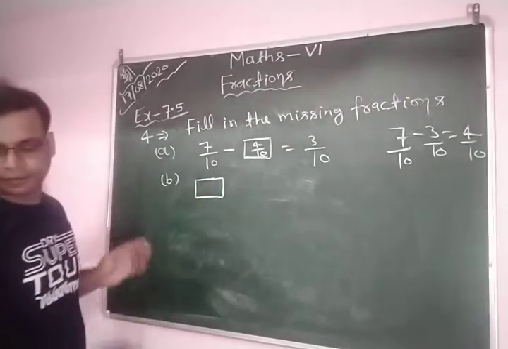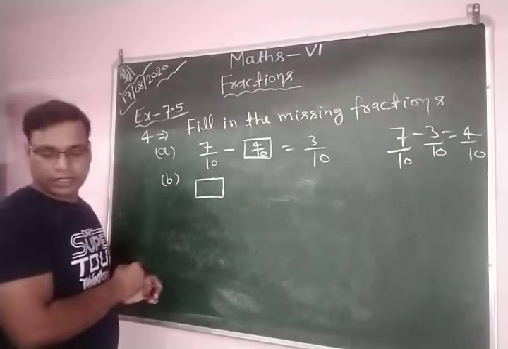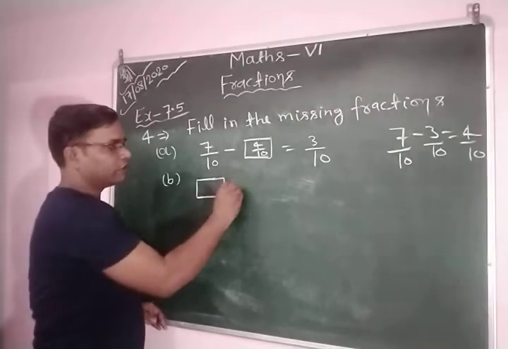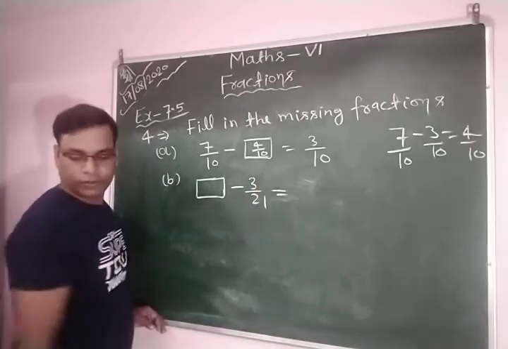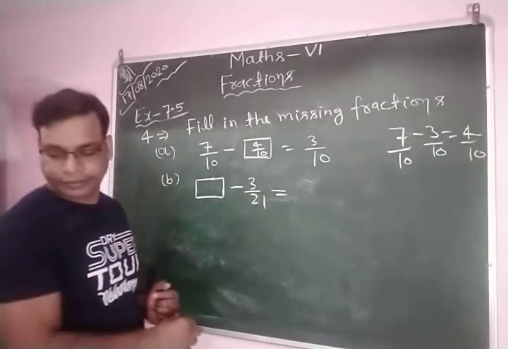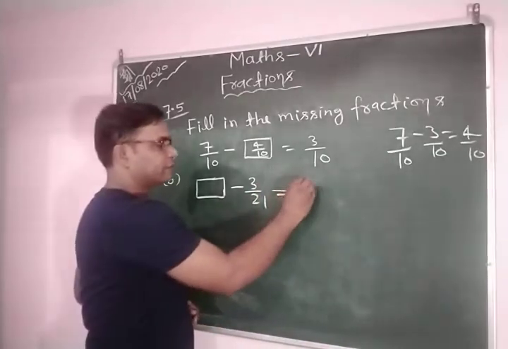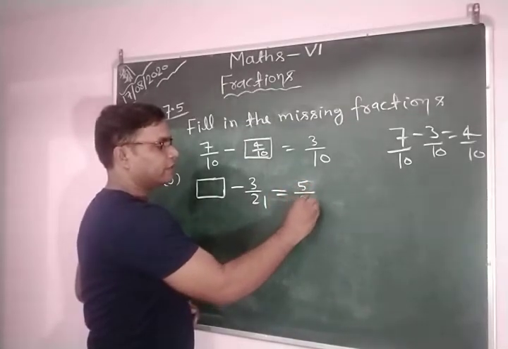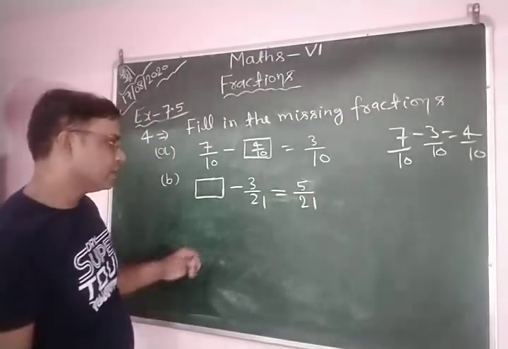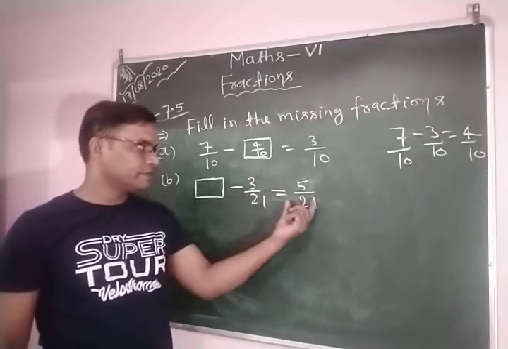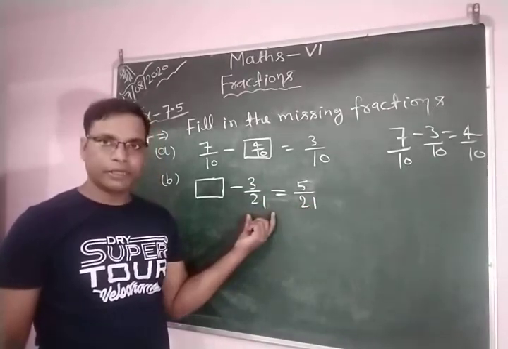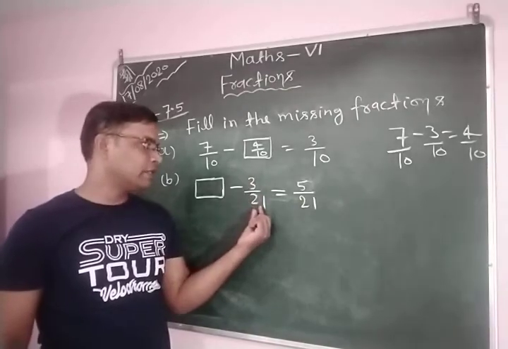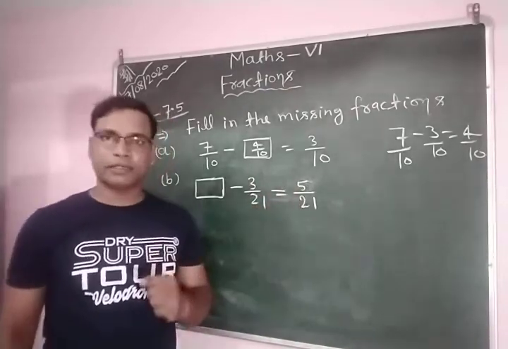Clear? Minus 3 by 21, this is equal to 5 by 21. Okay. So here you can see both have the same denominators. 3 by 21 and 5 by 21 are like terms.